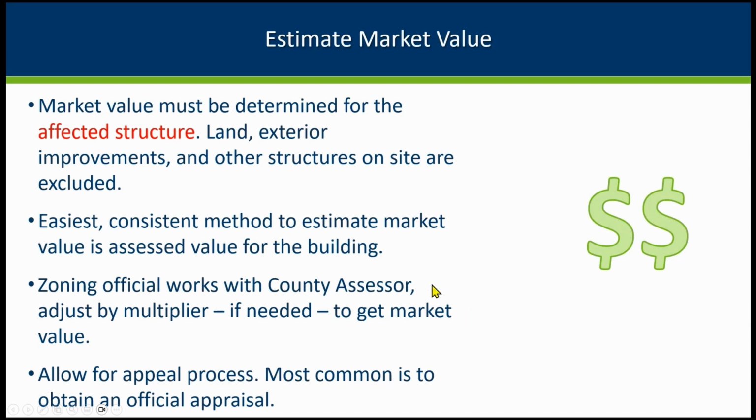If folks say, hey, the county assessor is way off, we think our building's much more valuable than that, they can always have an appeal process. Usually you're going to have them obtain an official appraisal. And then if they do show their building's more valuable, you're going to be sharing that with your assessor's office for future property tax purposes.